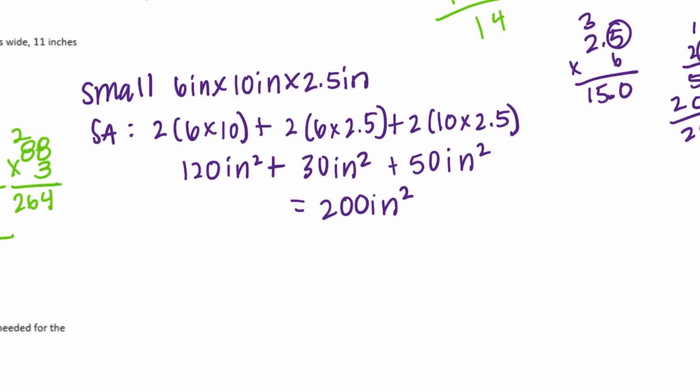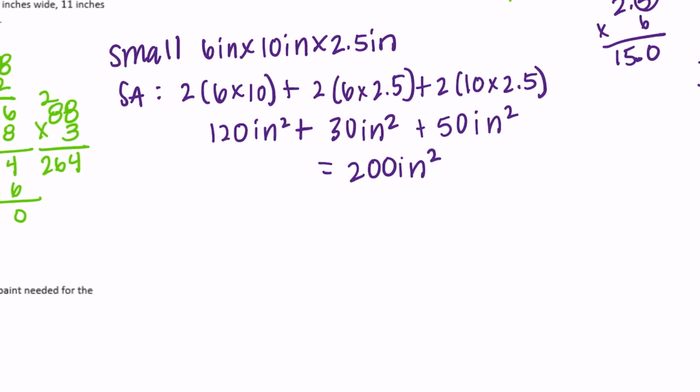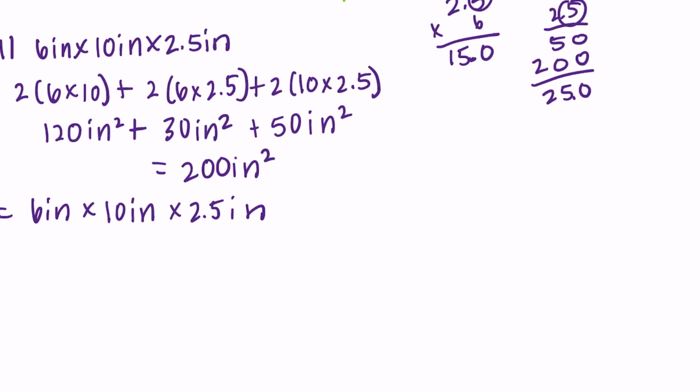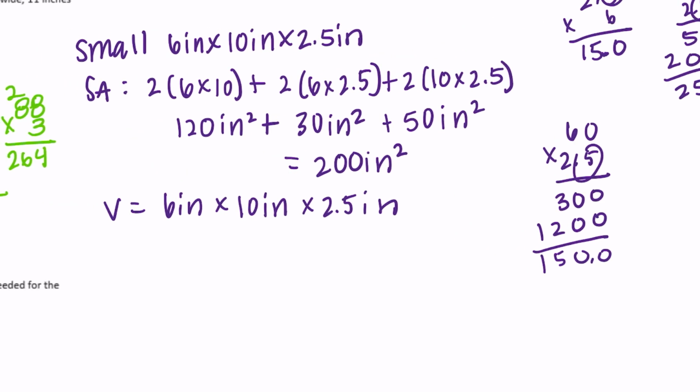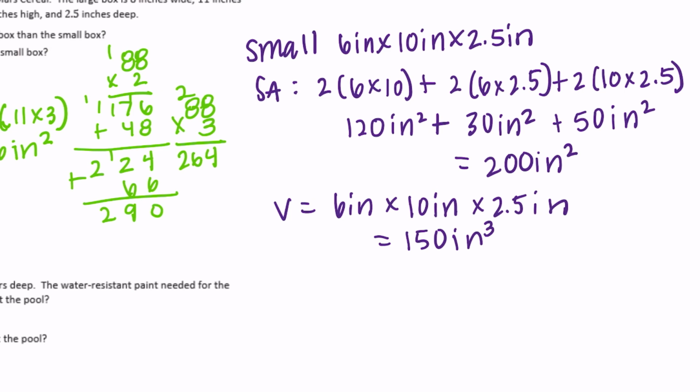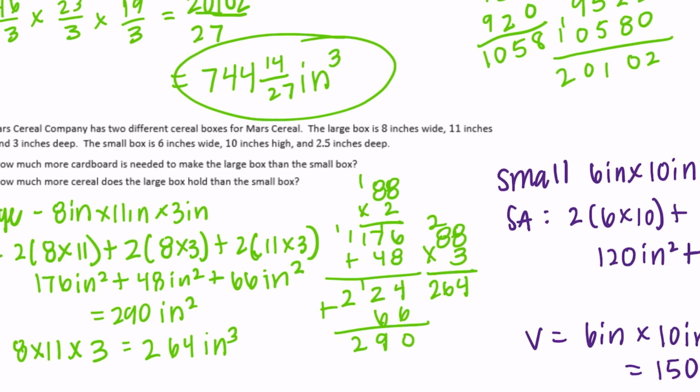And then the volume would be equal to 6 inches by 10 inches by 2.5 inches. So 6 times 10 is 60. Let's do 60 times 2.5. And 1 digit behind the decimal point. So that's equal to 150 inches cubed as the volume. Okay, so now we have all the information we need to figure it out.